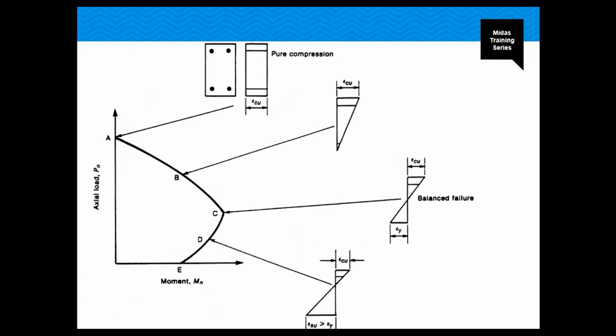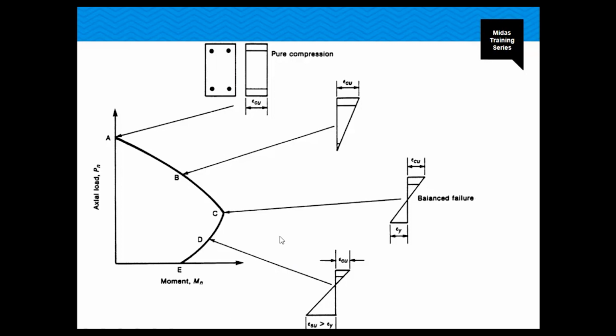And this is basically an interaction diagram that we can get from our programs. I'm going to show you in a little bit how you can get it. But just to give you an overview, point A represents the pure compression. Point E represents pure flexure, which is this one. From A to C, compression failure occurs. From C to E, tension failure occurs.